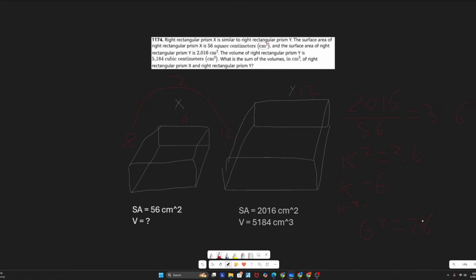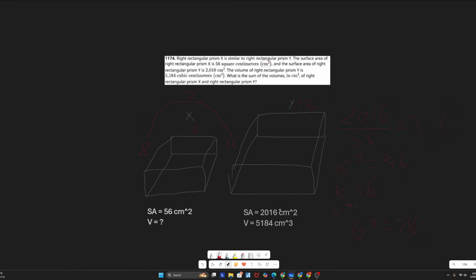So now all we have to do is, since we have the volume of one shape and the volume scale factor, we can just do 5,184 divided by that scale factor, which is 216. And that's going to give you the volume of X, which is 24.